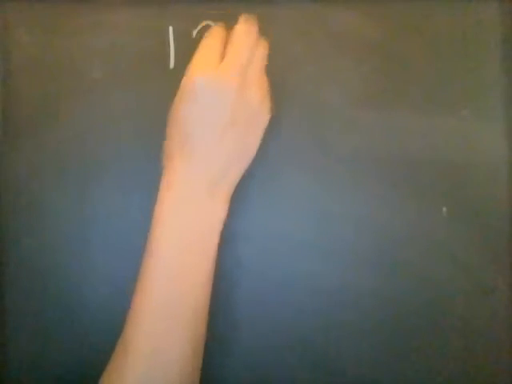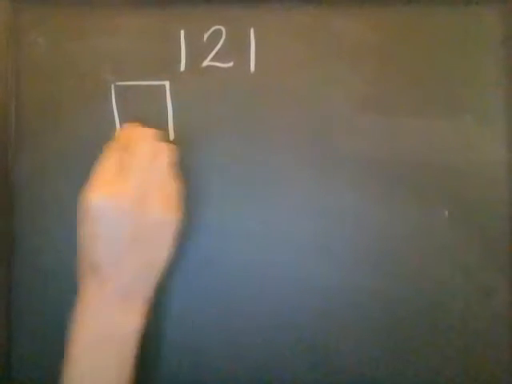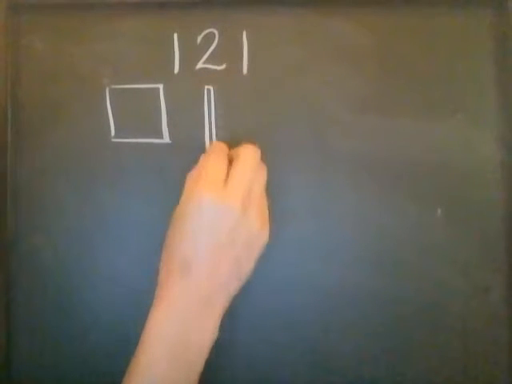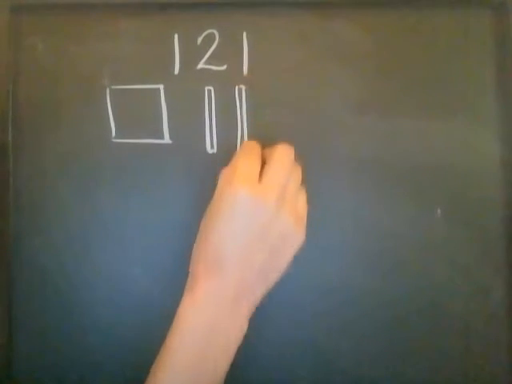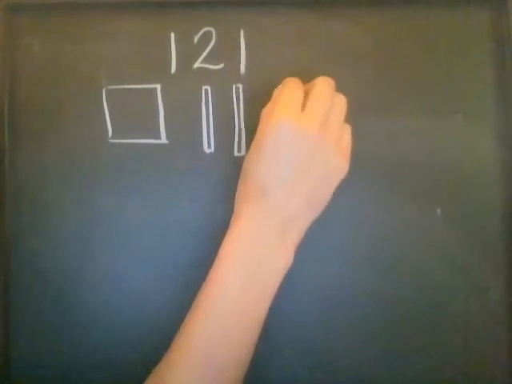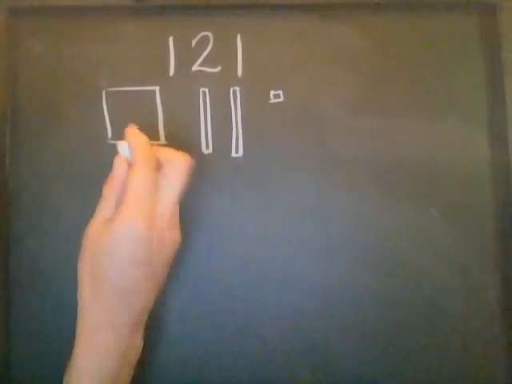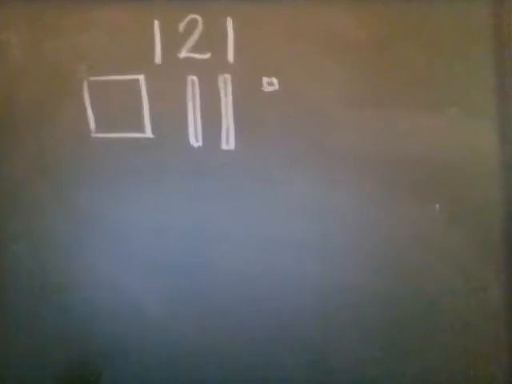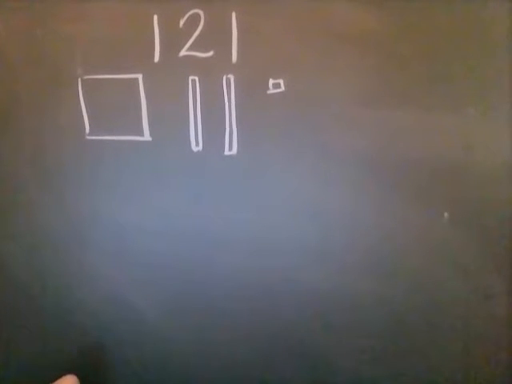So we're going to go ahead and start with a smaller 3-digit number, let's say 121. Okay, so we have a 100, that's the flat, 2 10 bars, that's 10 plus 10 is 20, and then the 1 unit. This is one way to represent the number 121.